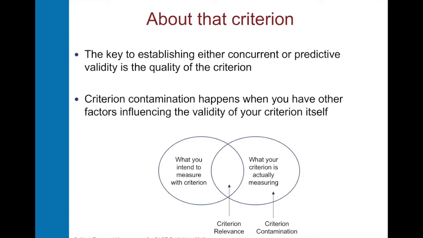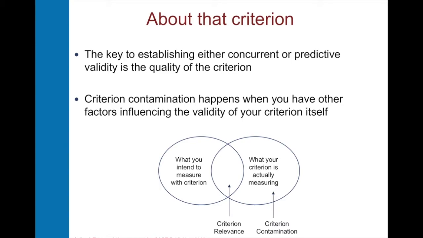So in other words, if your criterion is being influenced by other factors, so this space over here in this Venn diagram. Sorry, let me say that one more time. If your criterion is being influenced by other factors not relevant to your criterion, then your criterion is basically contaminated by these extraneous types of influences right here.